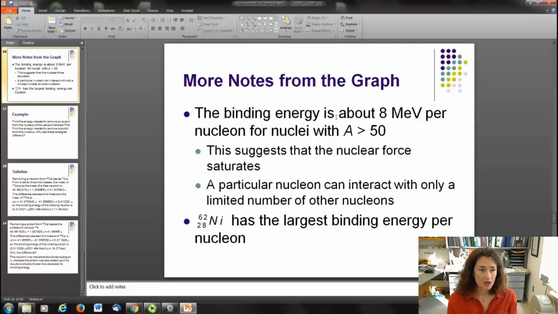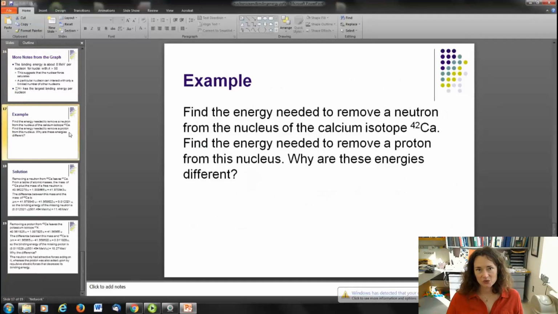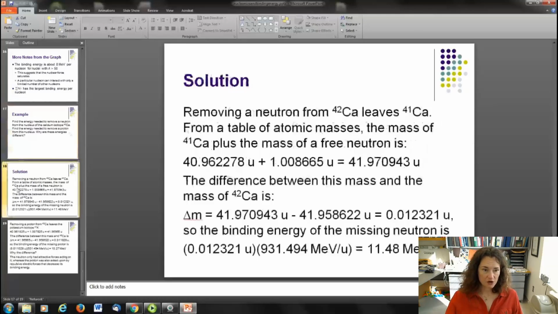All right. Okay, I'd like to work one more example for you, and this has to do with the energy that it takes to remove one nucleon from your nucleus, okay? So this one is, find the energy needed to remove a neutron from the nucleus of the calcium isotope 42 calcium. And then find the energy needed to remove a proton from this nucleus. And then why are these energies different? Okay, so let's go through how to handle this because it's a little different, not much different, but a little different than some of the binding energy calculations.